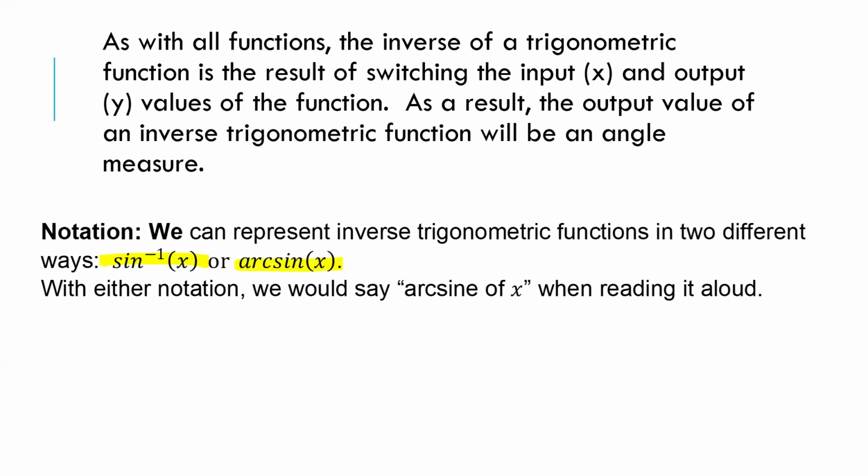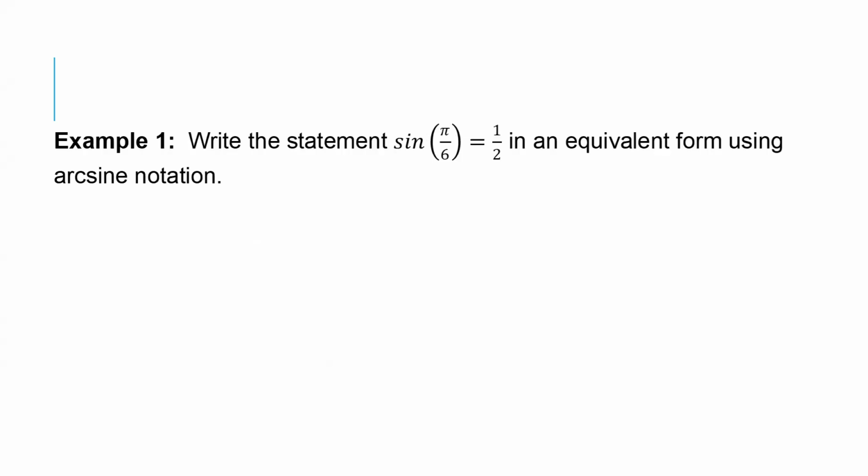All right, so let's start with an example. Here we have the statement sine of pi over 6 equals 1/2. And we're going to write it in inverse notation, arc sine notation. So I'm writing it as sine inverse or arc sine of 1/2 equals pi over 6. Does that make sense? So this is telling you that you are switching your x and y. Your input becomes your output and your output becomes your input.